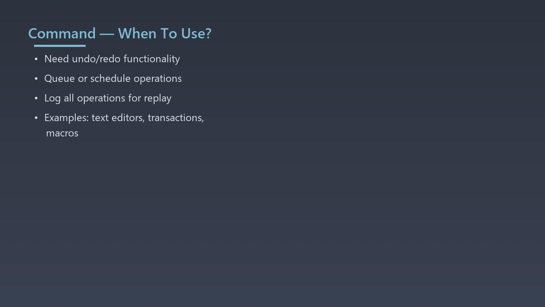Use command when you need undo redo, like a text editor where every action is a command object you can reverse. When you need to queue operations, like a job scheduler. When you need to log and replay, like transaction systems where you record every operation. Text editors, drawing tools, macro recording, database transactions, game action replay, all use command. If you need to treat an action as a first-class object you can store, pass around, and reverse, that's command.